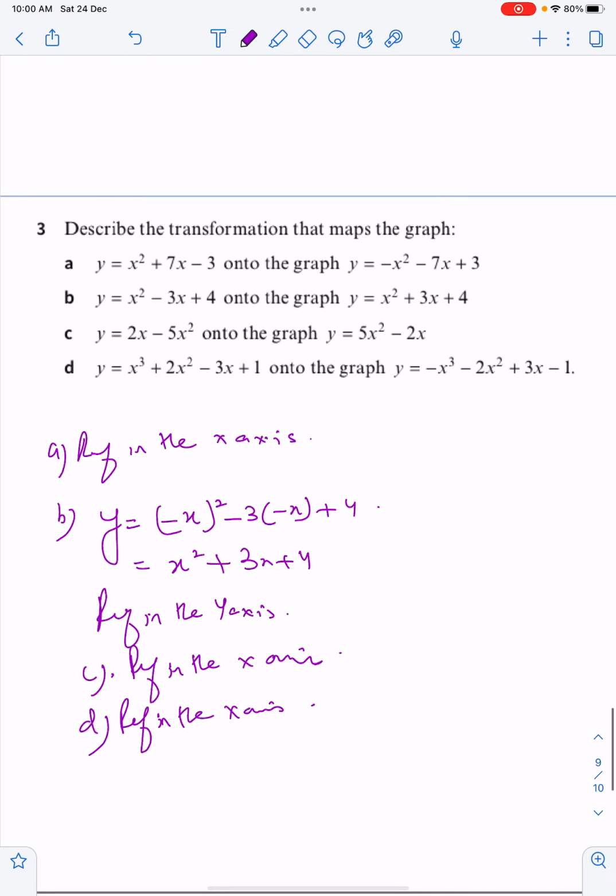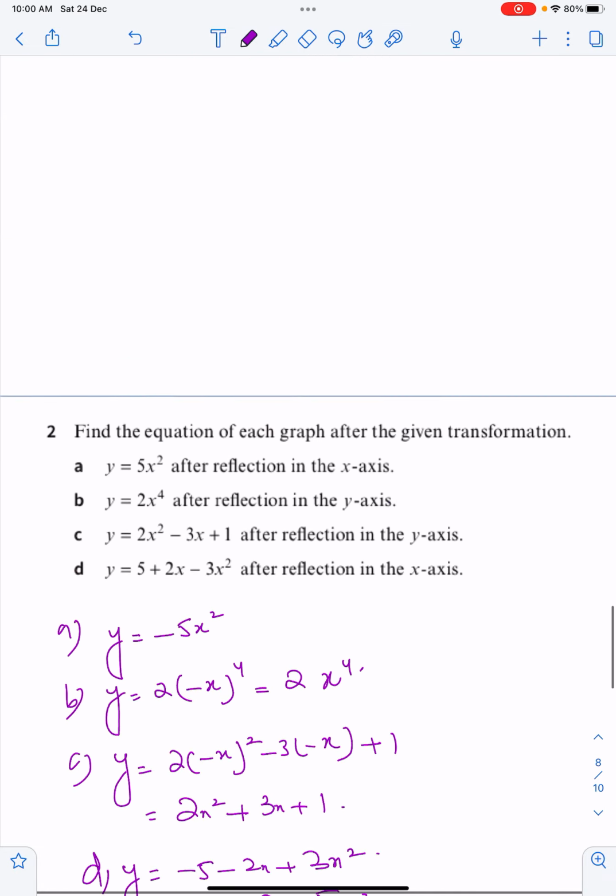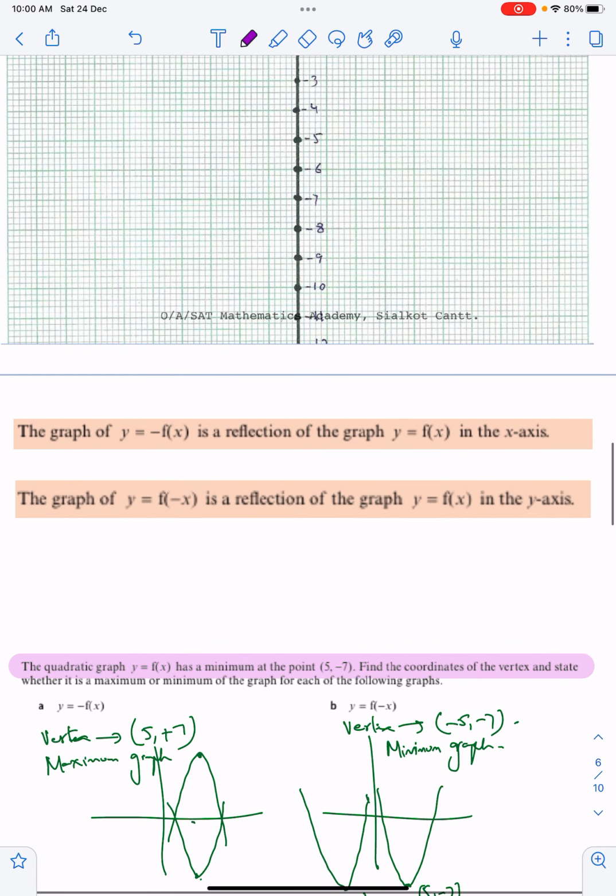Here we come to the end of this video. What we have learned today are the 2 facts which I want to just repeat. The graph of y equals negative f of x is a reflection of the graph of y equals f of x in the x-axis. If you simply see that every single term has changed the sign, it is purely a reflection in the x-axis.